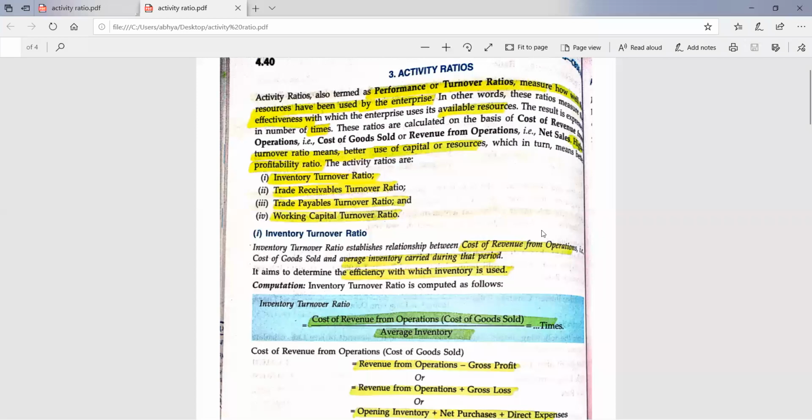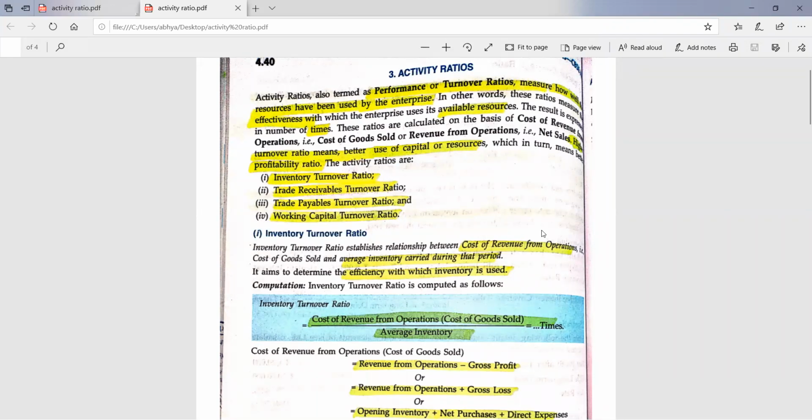Okay, so four ratios we have to calculate under this category. Four ratios we have to learn. Which four? You can make the web chart: inventory turnover ratio, trade receivable turnover ratio, trade payable turnover ratio, and working capital turnover ratio. You can see that at the end of every ratio, turnover ratio is mentioned. Why? Because turnover means sales.